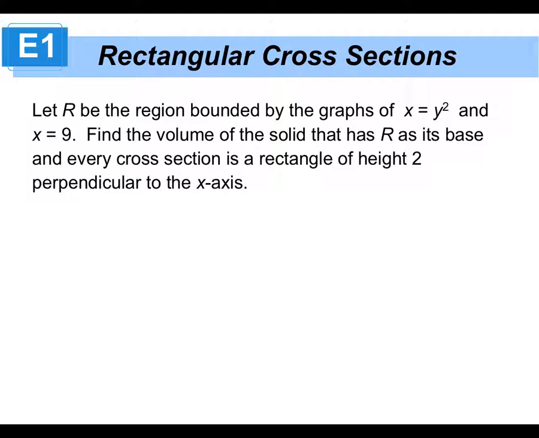All right, so we're going to start with this. Just for giggles, draw that, just to make sure you know what you're doing. Forget about the cross-section stuff, just draw the first part. Region bounded by the graphs of x equals y squared and x equals 9.